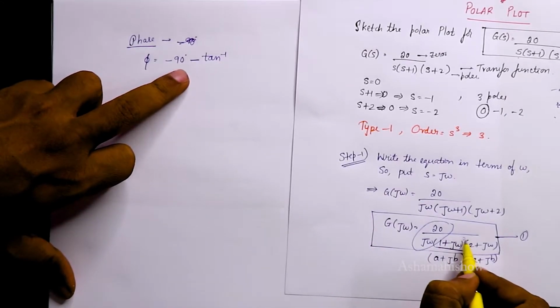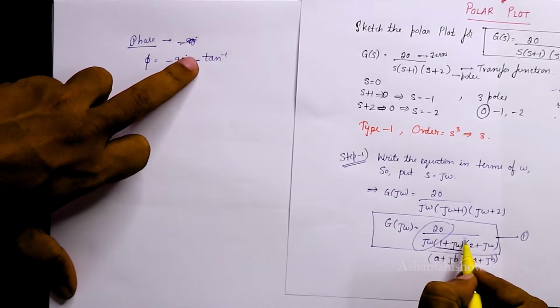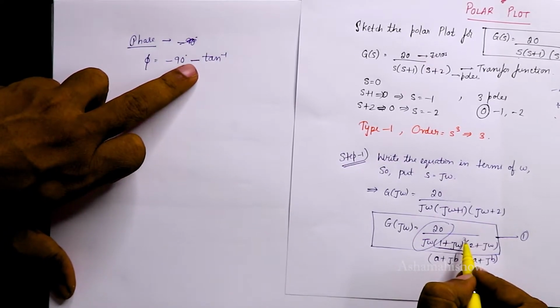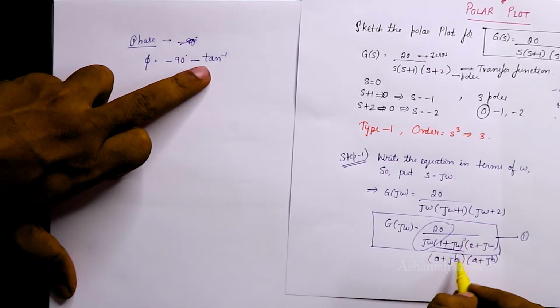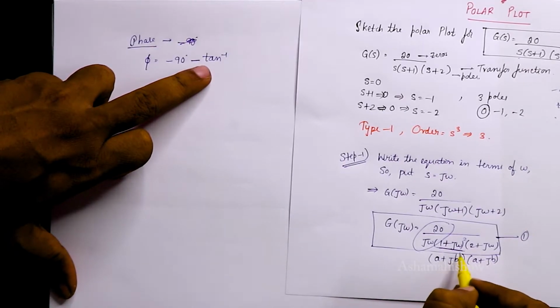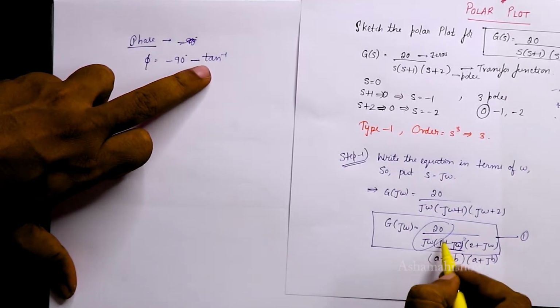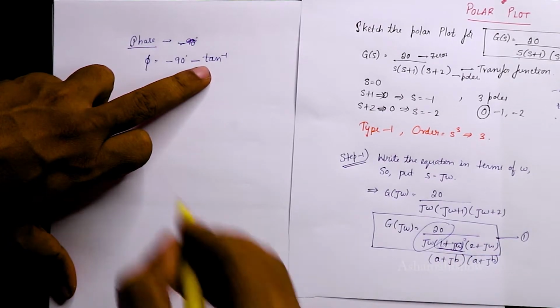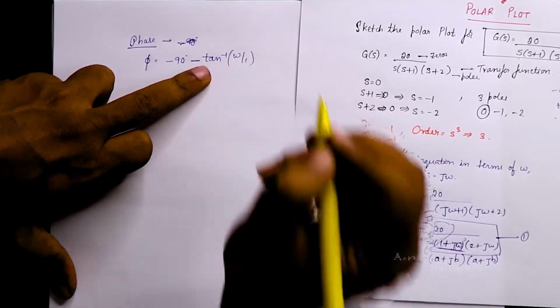It does not have any square. If it has a square, then it becomes 2 tan inverse. These don't have any square, so it is simply minus, as it is in the denominator, and it is tan inverse b by a. What is b here? b is omega, a is 1, because 1 plus j omega is in the format of a plus jb, so b by a means omega by 1.